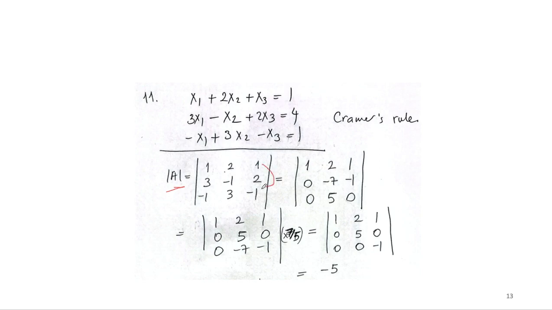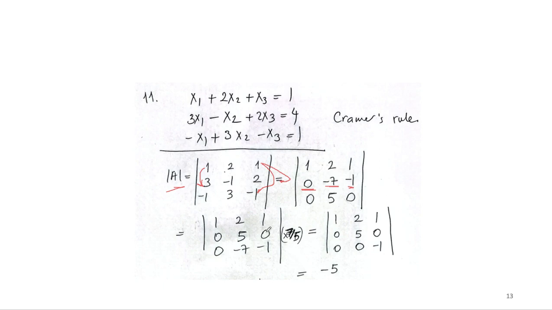So add the first row to the last one. That's 0, 5, and 0. And then you can multiply the first row by minus 3 and add to the second row here. So this will also cancel out. So that's going to be 0, minus 1, minus 6, minus 7, and 2 minus 3, that's minus 1, and then we have 0, 5, and 0.